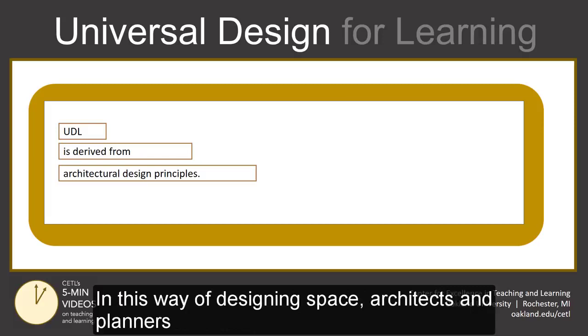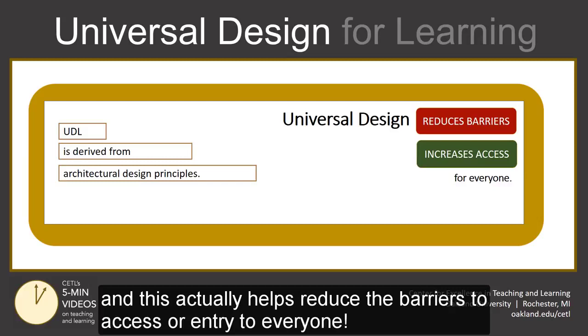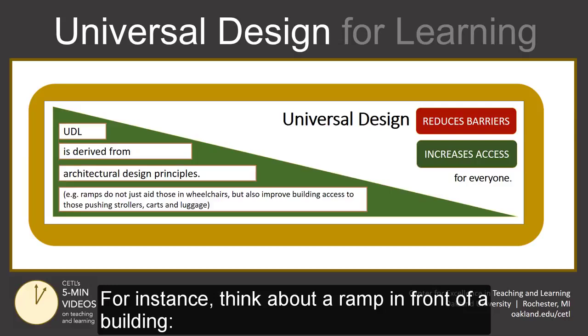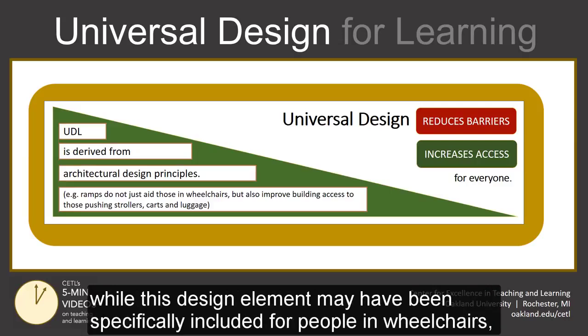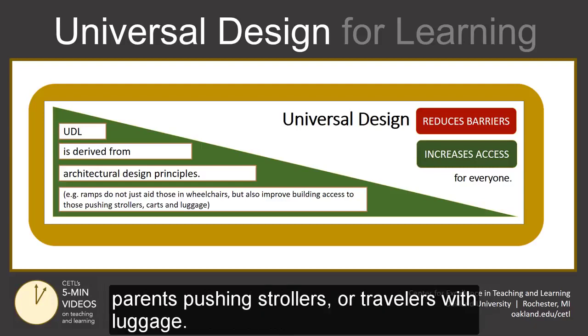In this way of designing space, architects and planners make an environment accessible for those on the margin, and this actually helps reduce the barriers to access or entry for everyone. For instance, think about a ramp in front of a building. While this design element may have been specifically included for people in wheelchairs, it's also really helpful for people who have a hard time with stairs, parents pushing strollers, or travelers with luggage.